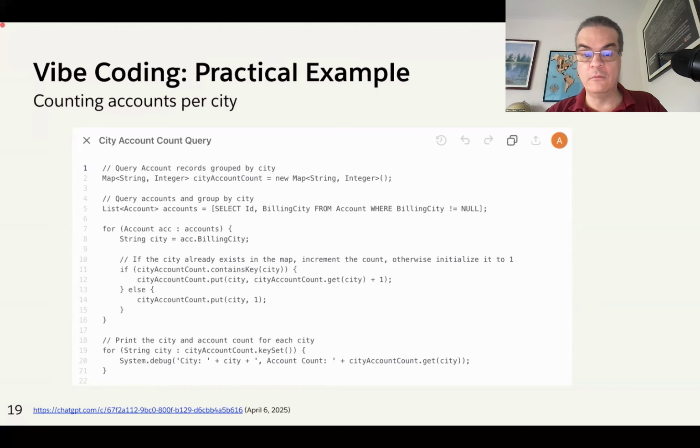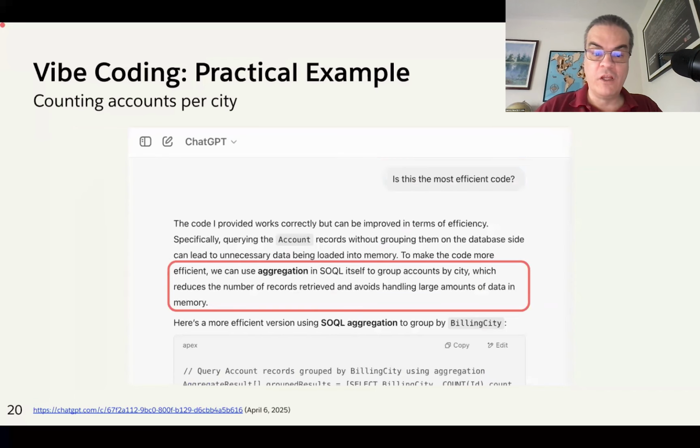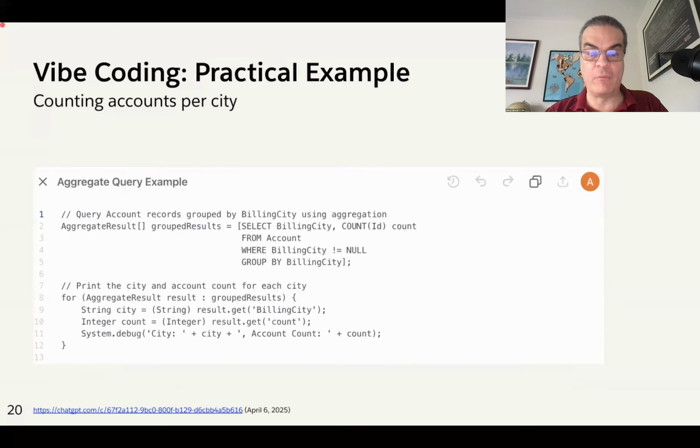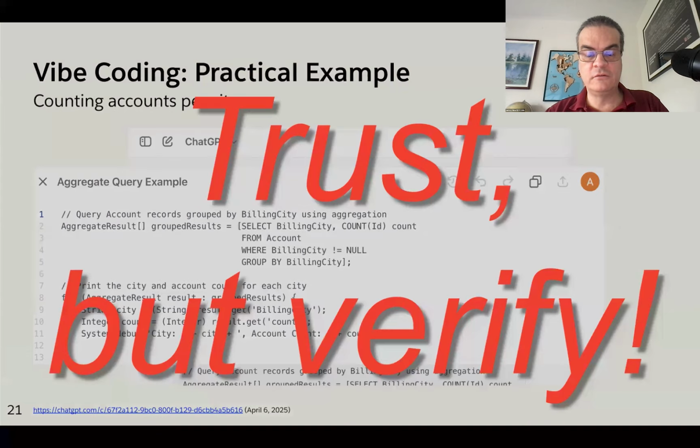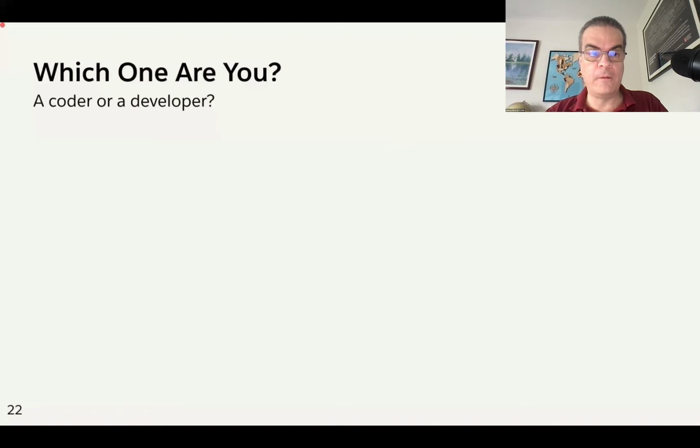So what's wrong with that? Well, I ask, is there a better way to do this code? Is there a more efficient way of doing this code? And then it came up with this answer, which is also going to work, and it's going to be much, much more efficient because now the database is doing the grouping, and you don't need to keep a counter yourself. Okay, so trust but verify. It's going to be a really good tool. It's going to help you, but don't take the answers blindly.